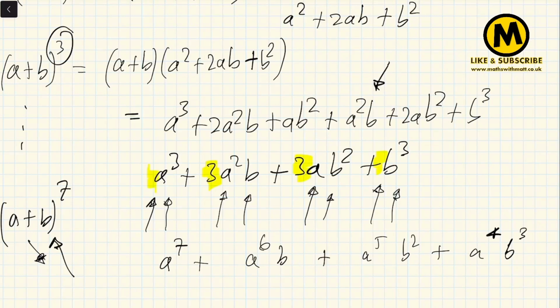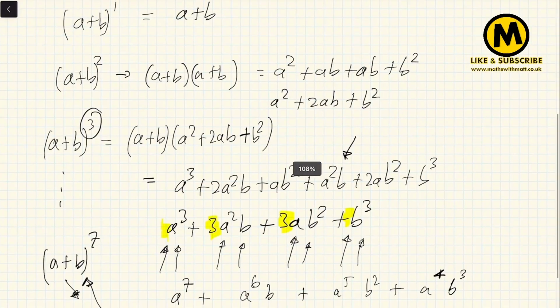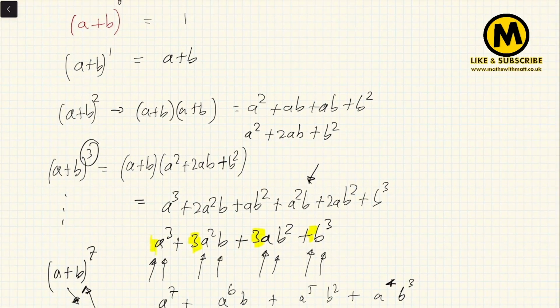And there's something else we can notice from our expansion. The coefficient of a plus b to the 0 was just 1, the coefficients of a plus b to the 1 are 1, 1. The coefficients of a plus b squared are 1, 2, 1. And the coefficients of a plus b cubed are 1, 3, 3, 1. And I don't know if you noticed, this is Pascal's triangle.